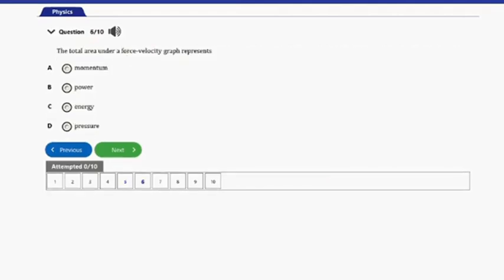So guys, the next question we have here is question number 6. It says, the total area under a force velocity graph represents A, momentum, B, power, C, energy, D, pressure. So guys, the answer to this question is option B here, power. Power is the area under a force velocity graph. And that's it for this question. Let's go ahead and consider the next question, guys.